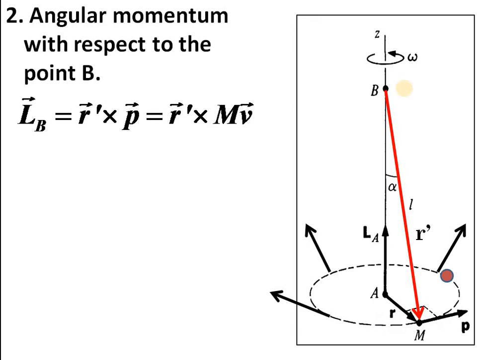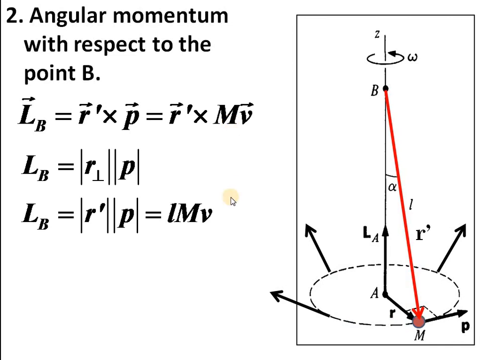And vector P you can replace with capital M and the velocity. So this vector r prime is obviously actually the length of the spring. So the magnitude of the angular momentum LB, magnitude alone, by replacing r prime, you can write L times m into v. So there is no problem. Simply replace the r with a small m. Or you can simply write it by taking velocity as r omega. You can write m L r omega. So there is no problem in writing m L r omega.